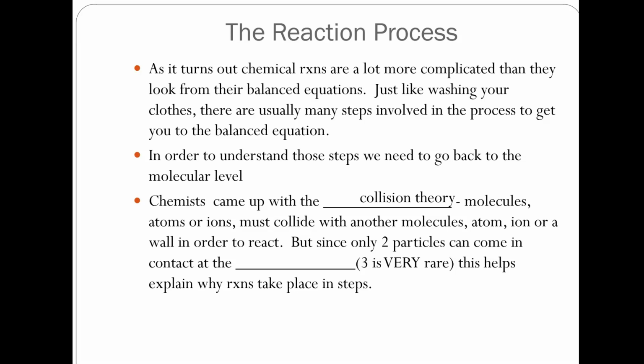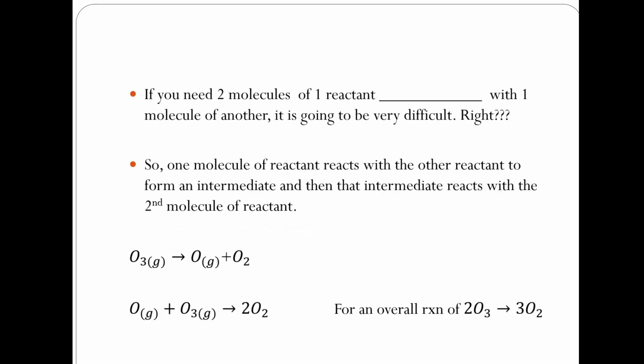Since only 2 particles can really come into contact at the same time, that helps to explain why reactions take place in steps. If you have 3 reactants and only 2 of them can collide in order to produce a product, then it's going to make an intermediate, and then you're going to have to do it again in order for that 3rd reactant to react. If you need 2 molecules of one reactant to collide with 1 molecule of another, that's going to be pretty difficult.